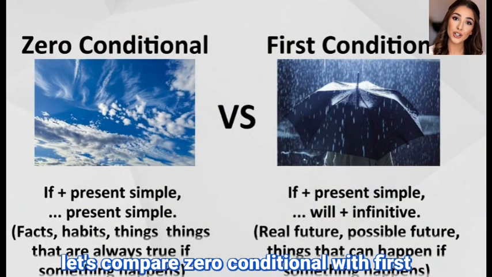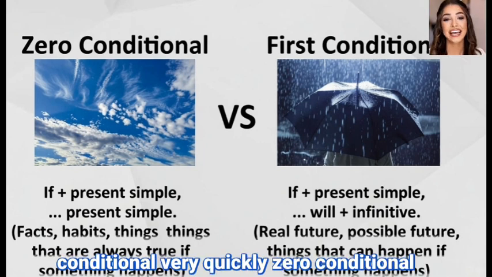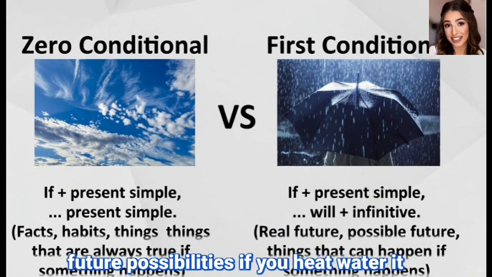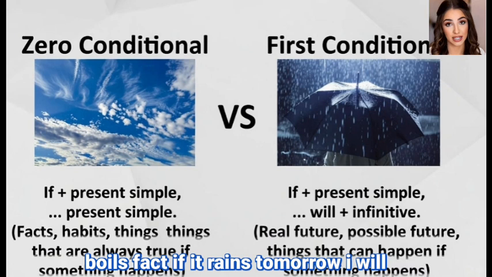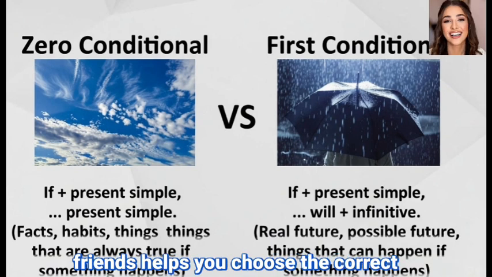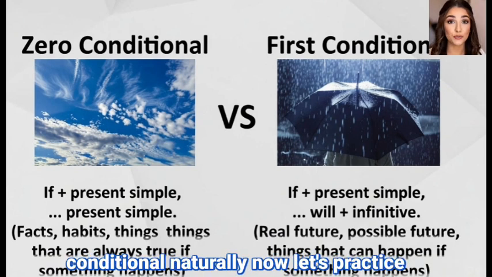Let's compare zero conditional with first conditional very quickly. Zero conditional is for facts. First conditional is for real future possibilities. If you heat water, it boils. Fact. If it rains tomorrow, I will stay home. Future possibility. This difference helps you choose the correct conditional naturally.